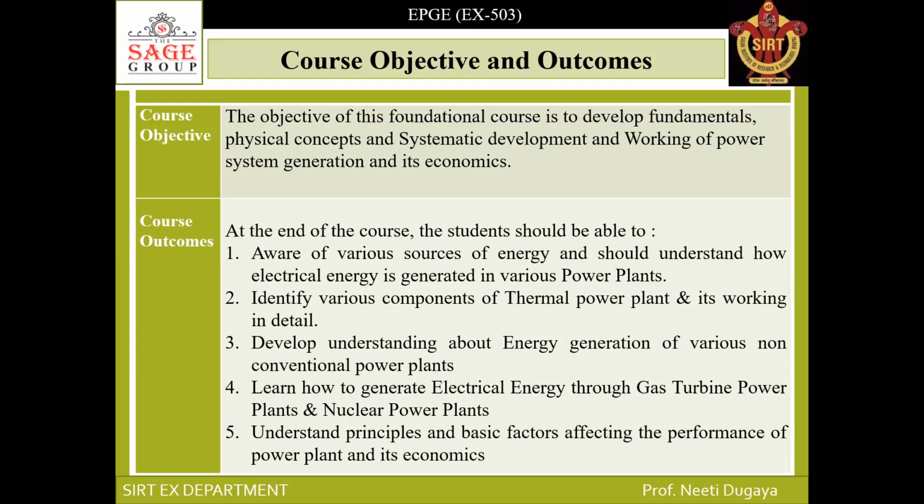After the end of the course, what outcomes are expected from the students? The students should be aware of the various energy sources, and should understand how electrical energy is generated in various power plants. Students should be able to identify the various components of thermal power plants and their working in detail. Students should develop understanding about the energy generation of various non-conventional power plants. Students should learn how to generate electricity through the gas turbine power plant and nuclear power plant. And lastly, students must understand the principles and basic factors which affect the performance of a power plant and its economics.